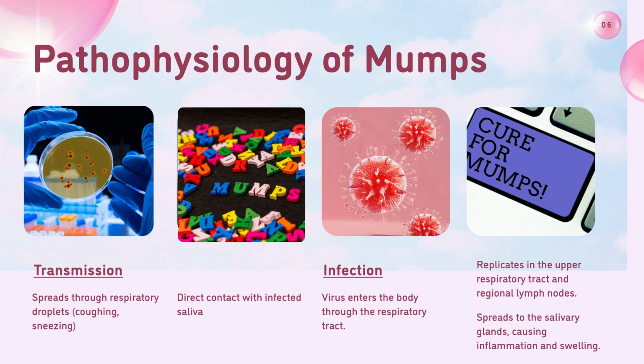Now, to wrap this up, transmission of mumps is through the respiratory system. Direct contact with the infected can cause you to be infected. It replicates in the upper respiratory tract and regional lymph nodes.